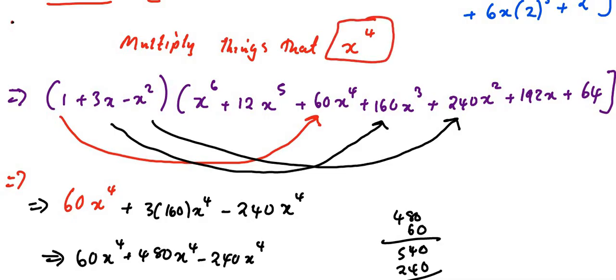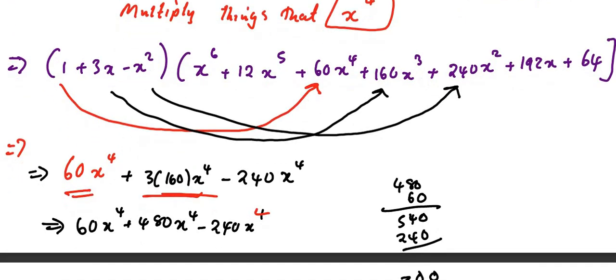So like 1 times 60 x to the power 4. Here we have 3x times 160 x cubed, so meaning this will turn out to be x to the power 4. Then we have the last one. We have 1, which is multiplied with 60 x to the power 4. That's the only time we get the expression that has x to the power 4.